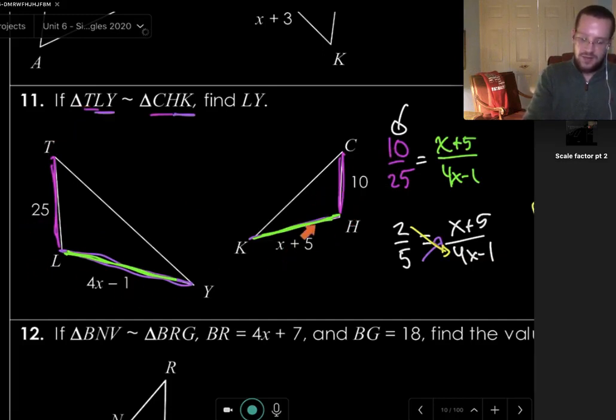Now notice that 10 and x plus 5 go together, and 25 and 4x minus 1 go together, and also these two go together. So I'm really matching up the corresponding sides. I'm just putting the things together. Really not that much of a process to do.